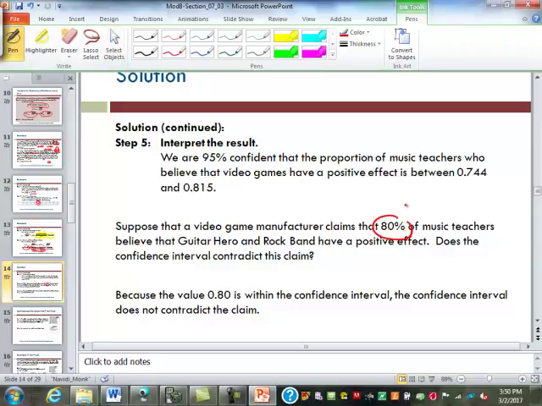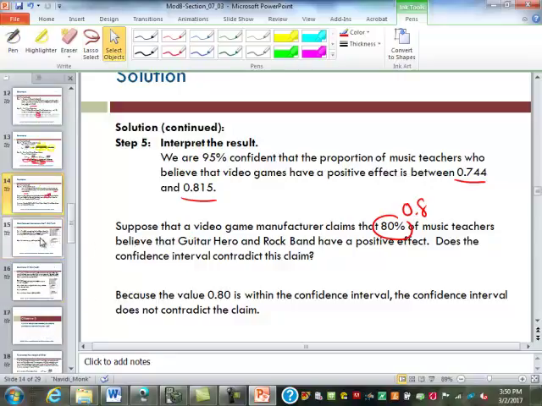Well, 80%, of course, is 0.8. And the interval goes from 0.744 to 0.815. So 0.8 is in the interval. So this interval does not contradict that claim of 80%. According to this interval, 80% is a very, very possible true result. Now, that doesn't support the 80% because, remember, there's a chance that the true population proportion is outside this interval. So we can't say it supports it, but it does not contradict it.